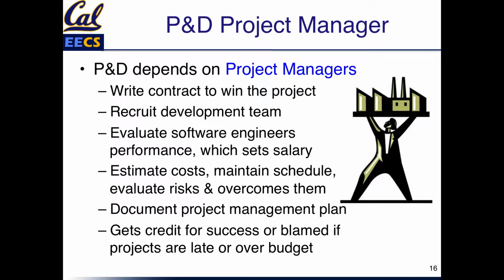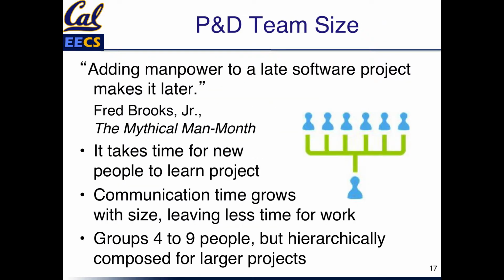And he or she is responsible for estimating the cost and maintaining the schedule. Again, what are the risks and how should we overcome the risks? That's all this manager's job. And then they have to document all this in the management plan. And pretty much the boss gets credit if it's a success and blamed if it's over budget or late. These teams, the plan and document methods, tend to get bigger primarily through expansion.